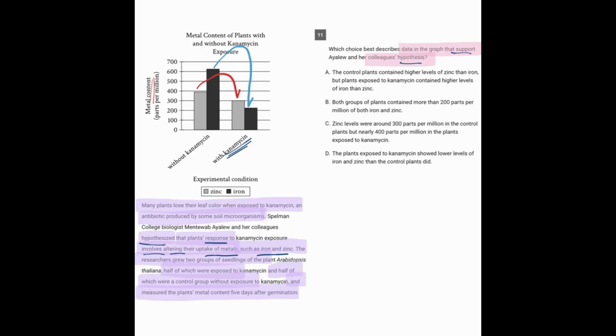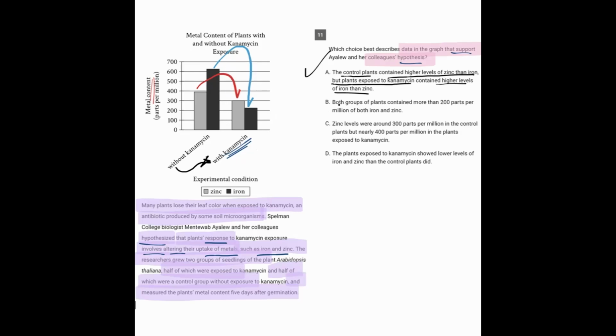So now let's look at the answers. A says the control plants contained higher levels of zinc than iron, but plants exposed to it contain higher levels of iron than zinc. Well, that's definitely true. So we'll at least keep that one for later. The big thing I noticed is that both of them went down as we went from without the chemical to with it. But it is also significant that the sizes traded places. Here, the iron was greater, and here, the zinc was greater.